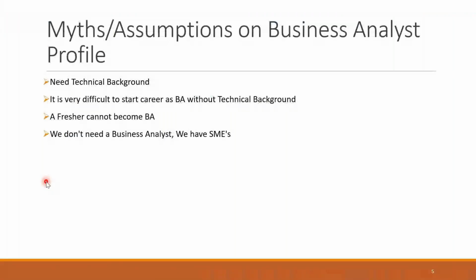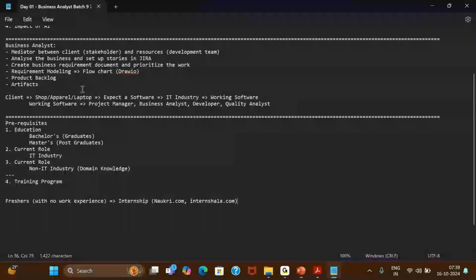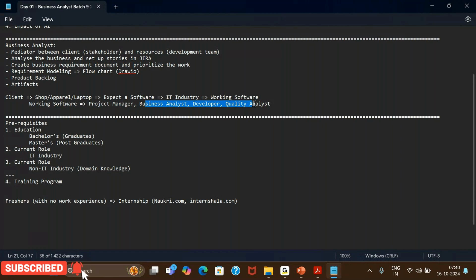Now, what are some of the myths or assumptions around the business analyst profile? One is that a BA needs a coding background, which is not true. A BA is a technical person. We have discussed over here that a BA closely works with developers and QA to help build a software. So a business analyst is obviously a technical person, but what kind of technical person? One who is involved in sharing requirements, sharing the expectations of the stakeholder with you.